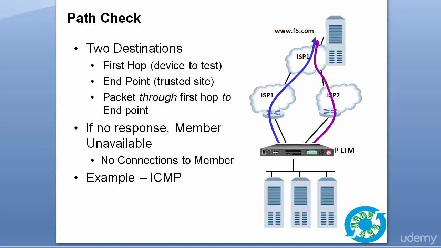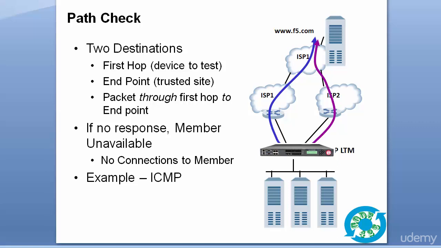Path checks are only viable if the router or firewall to be tested is local to the BIG-IP. The monitor packet will be sent with a MAC address of the pool member and an IP address defined as the alias in the monitor definition. The alias should be a trusted device on the other side of the pool member.